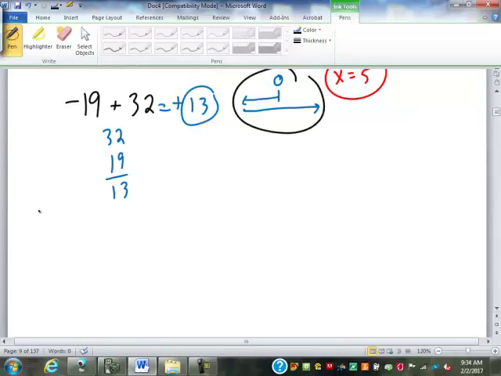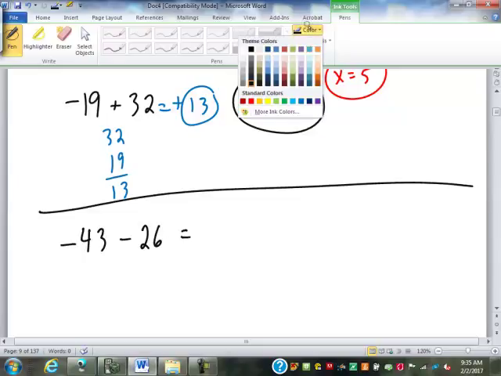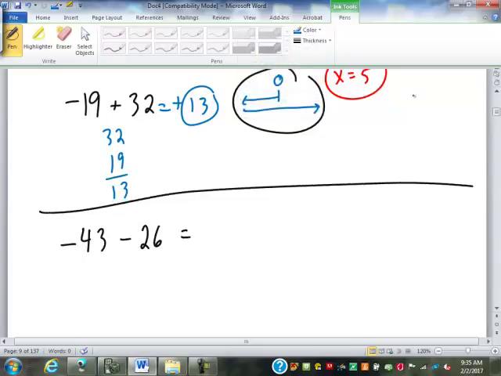Where it gets tricky is the subtraction. Like negative 43 minus 26. And the way we handled that was we don't subtract. We turn it into adding the opposite. So negative 43 minus 26 becomes negative 43 plus negative 26. So now we've got negative 43 and negative 26. Both go the same direction. So we know the answer is negative, and we're adding the absolute values since they go the same direction. So 69, negative 69.